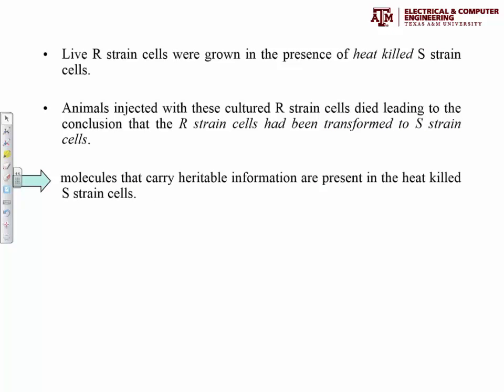So here, live R strain cells were grown in the presence of heat-killed S strain cells. The animals that were injected with these cultured R strain cells died, leading to the conclusion that the R strain cells had been transformed to S strain cells. So the conclusion is that the molecules that carry heritable information are present in the heat-killed S strain cells. Because if they were not, then these R strain cells would not have been altered, right?